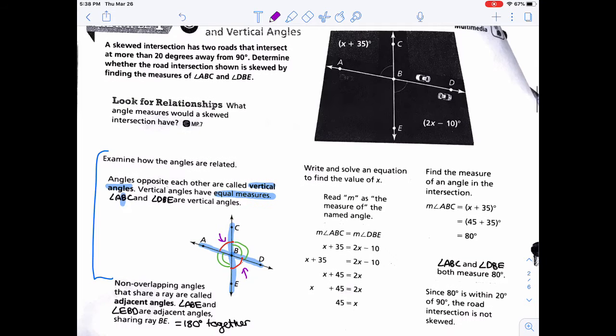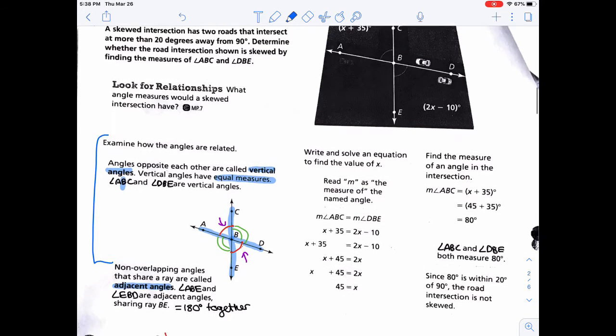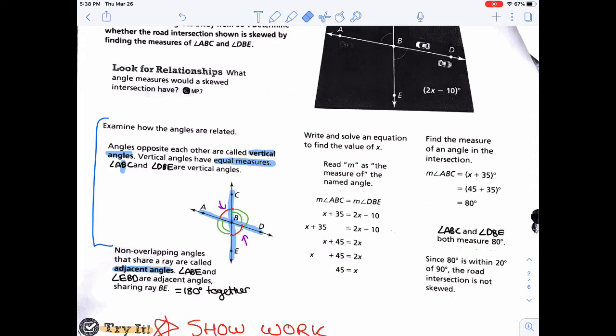And we also have what are called adjacent angles, okay? That's non-overlapping angles that share a ray. So looking here, we could say angle EBD and ABE. And if you notice right here at EB, this ray is their shared ray. So they are in fact adjacent because one of their sides is the same. Okay, hopefully we all see that.